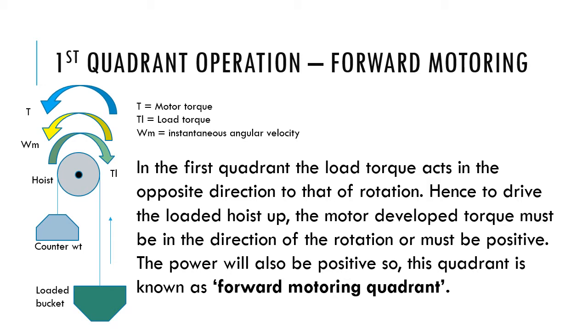First quadrant operation, that is forward motoring operation. In the first quadrant, the load torque acts in the opposite direction to that of rotation. Hence, to drive the loaded hoist up, the motor developed torque must be in the direction of the rotation, or must be positive. The power will also be positive, so this quadrant is known as the forward motoring quadrant.